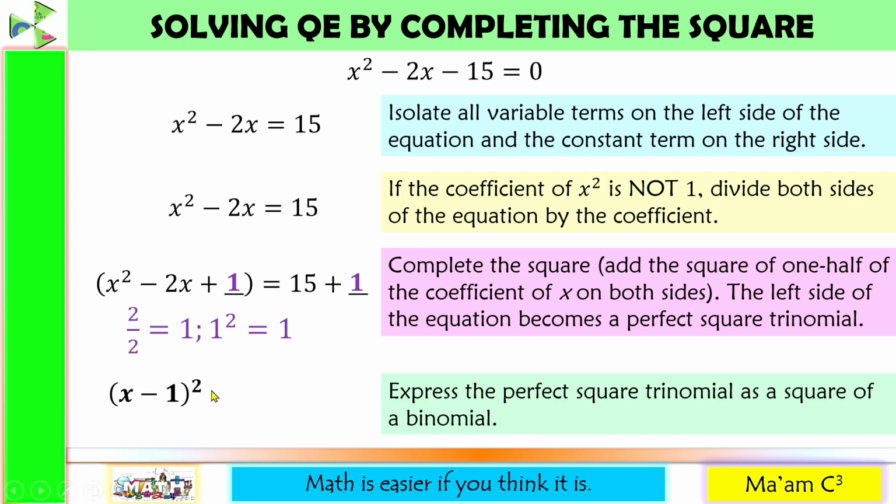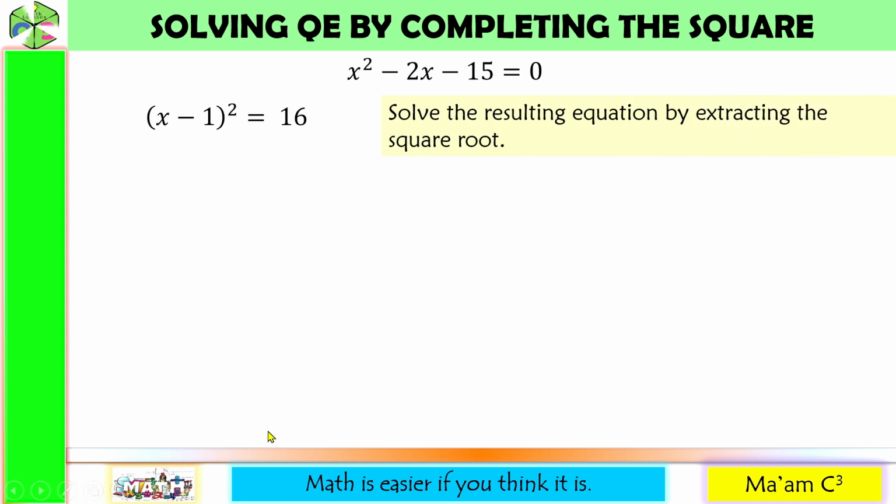So that is how you express a perfect square trinomial as a square of a binomial. Equals 15 plus 1 is equal to 16. Next step, solve the resulting equation by extracting the square root. Let us extract the square roots of both sides. So the radical symbol and this exponent will simply cancel out, leaving us x minus 1.